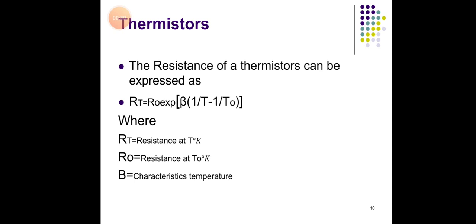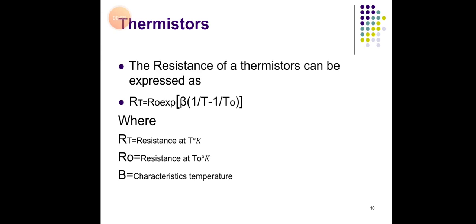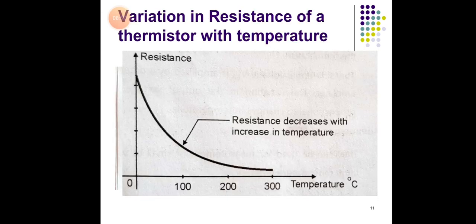RT is equal to what? Resistance at T degrees Kelvin, and R0 is what? Resistance at T0 degrees Kelvin. Beta is the characteristic temperature. Now this figure shows the variation of resistance with change in temperature is non-linear. These changes in resistance can be converted into proportional voltage by using a standard Wheatstone bridge.